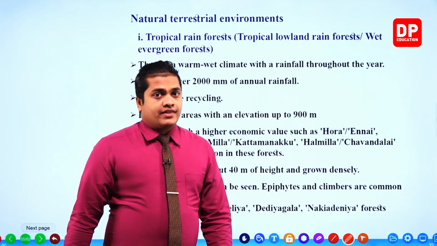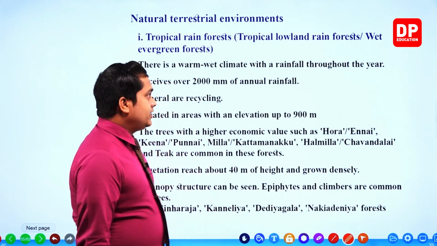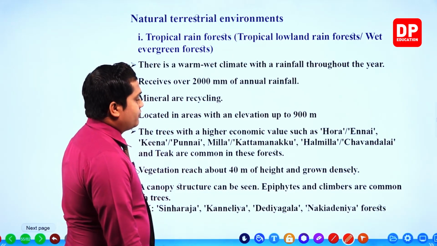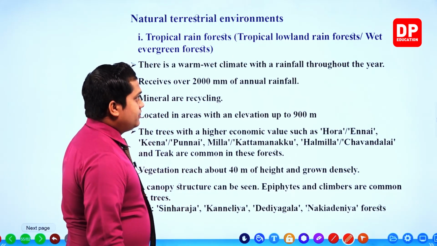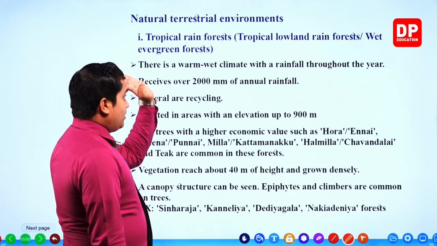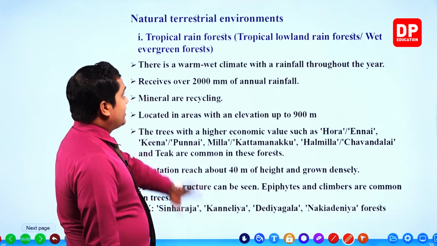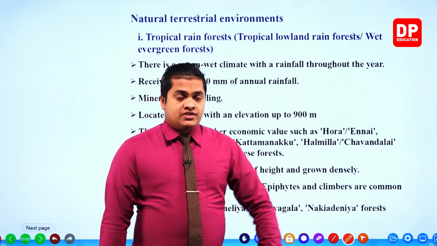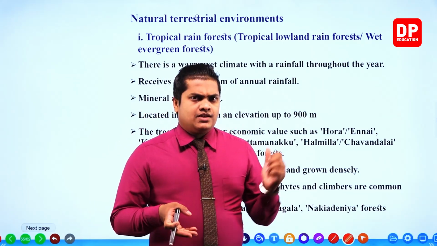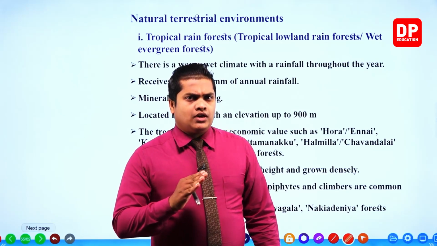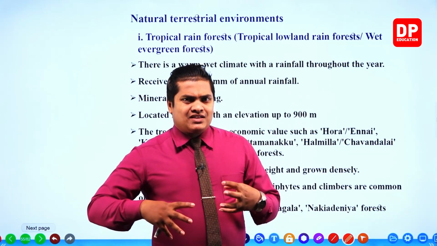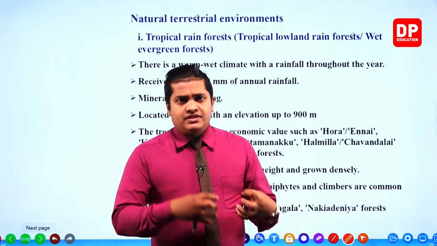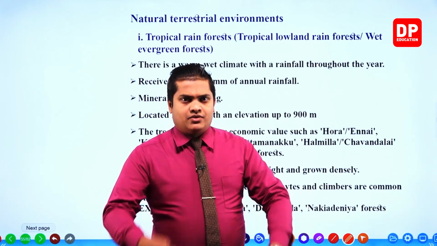So the annual rainfall is greater than, right, about 2000 millimeters. So about 2000 millimeters of rainfall is available throughout the year for this tropical lowland rainforest. Then minerals are recycling. We discussed how the minerals are recycling when we were discussing the previous chapters, my dear children. I think you will remember those things. Here the particles are getting cycled within the system. That is why we refer to these things as recycling. It's getting cycled, right?